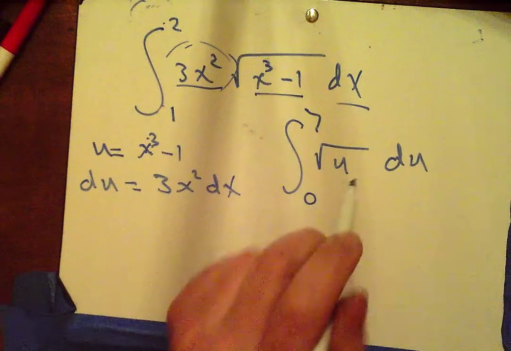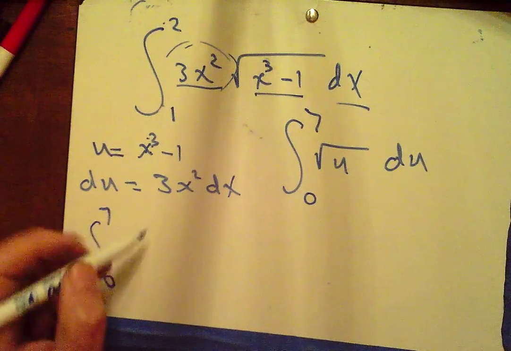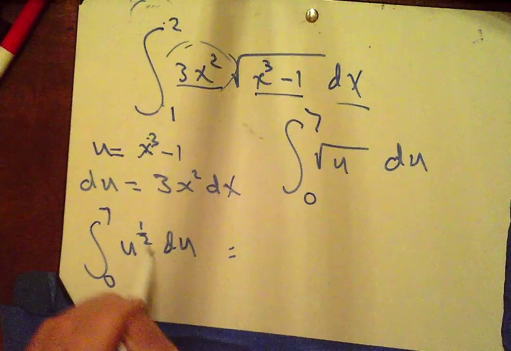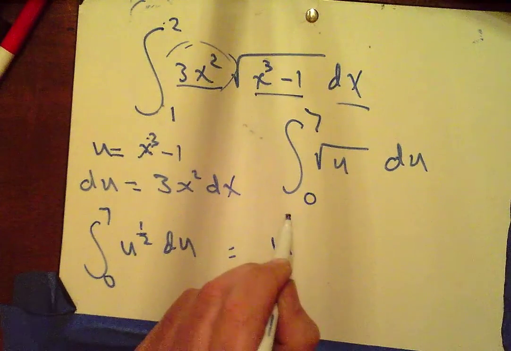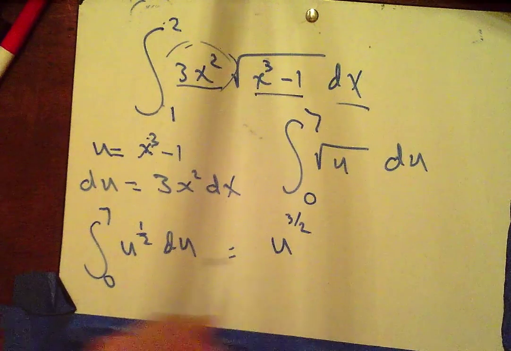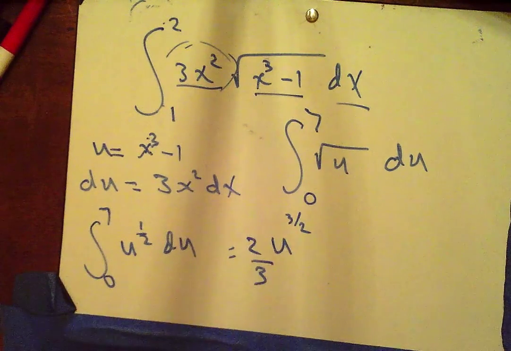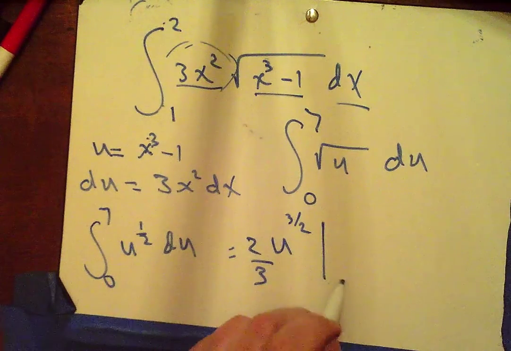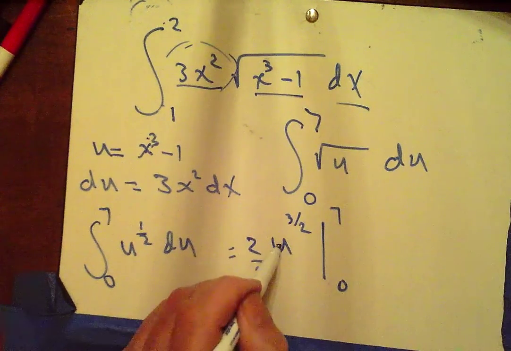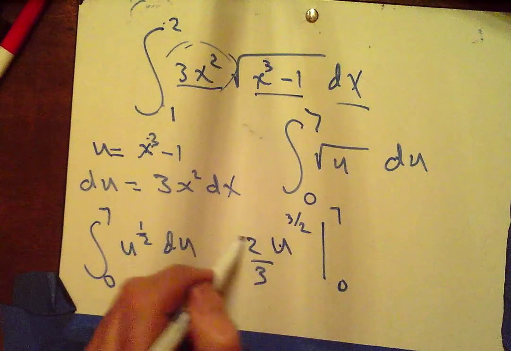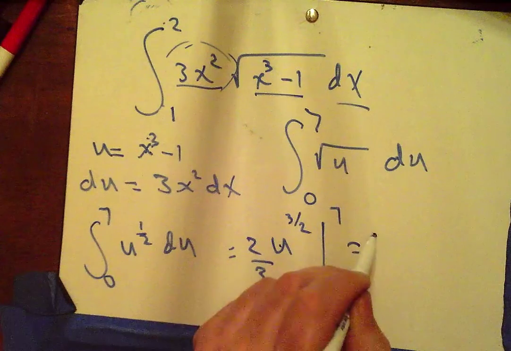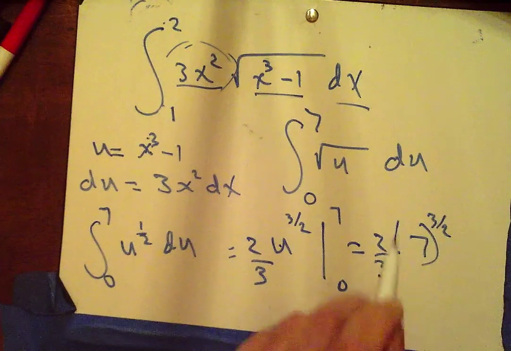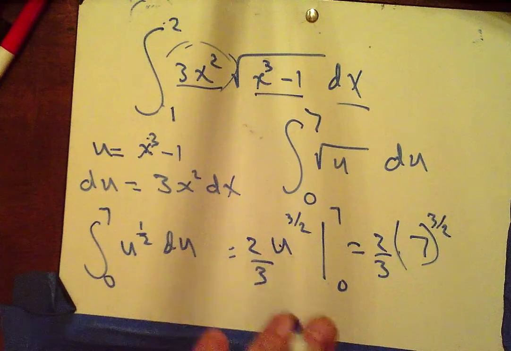So this is 0 to 7 of u to the 1/2 du. Well, we know that antiderivative. We're going to add 1 there. u to the 3/2. But if I take the derivative, there's no 3/2 there, so there must be something present so that when I take the derivative, they cancel. And we want to evaluate this from 0 to 7. Well, if I plug a 0 in there, 0 is 0. So really, I only have to worry about 2/3 times 7 to the 3/2. And there's my answer, using my u-bounds.